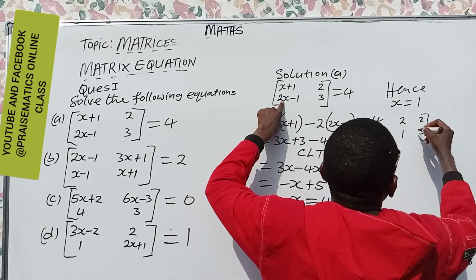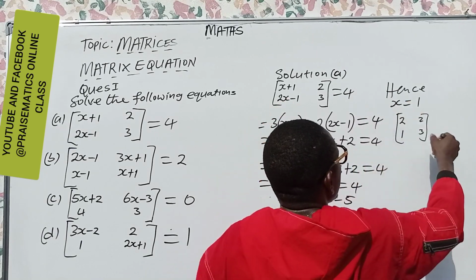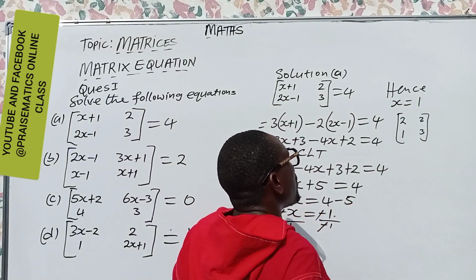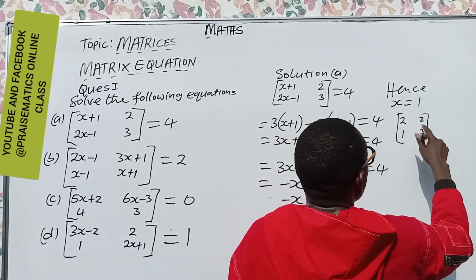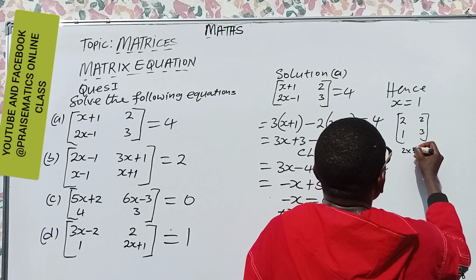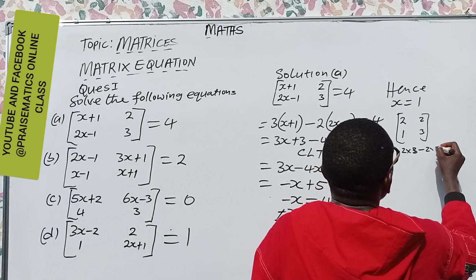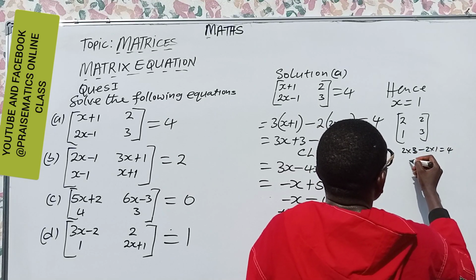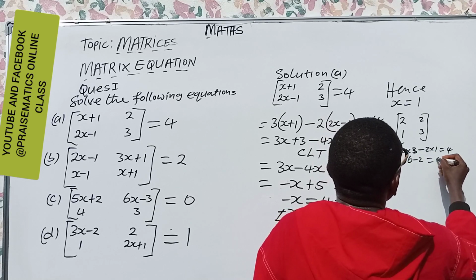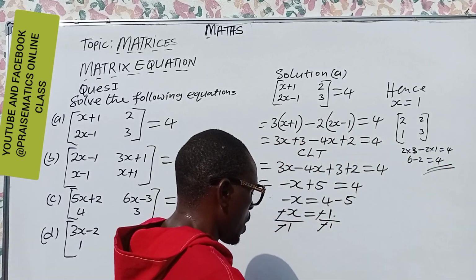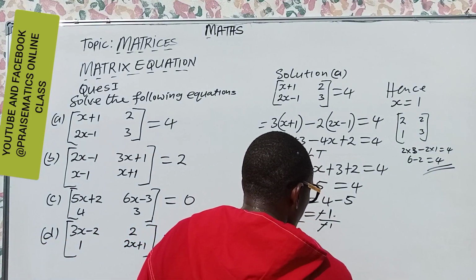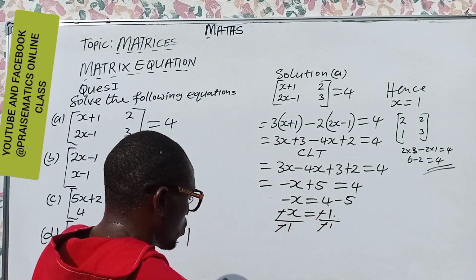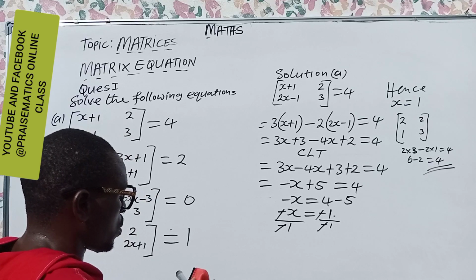If we generate this by looking at the determinant, if you get the determinant of this, will it give out 4? Let's try. 2 times 3 minus 2 times 1 equal to 4, which is 6 minus 2 is equal to 4. And that is the proof. And that is how to solve a matrices equation.